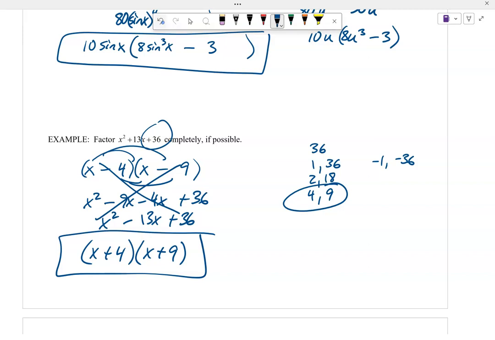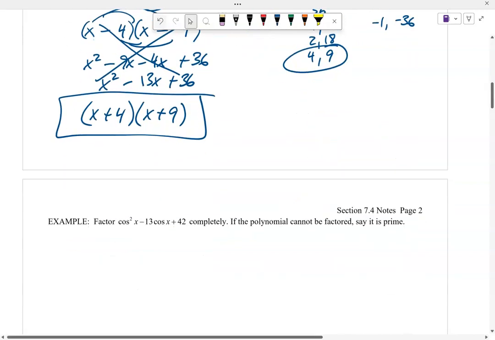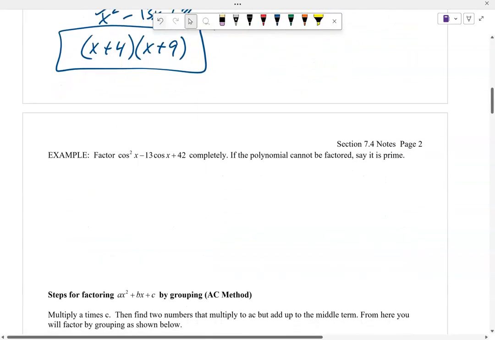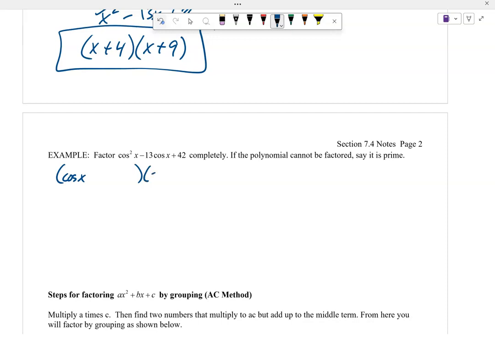Well, you could do that with trig expressions too. So let's say you have cosine squared x minus 13 cosine x plus 42. You could put the cosine and a cosine, right? And you can also go to the side, if you want to just let u be cosine of x, this is the same as u squared minus 13u plus 42. But make sure if you factor it that way, that you put the cosine back in at the end, right?